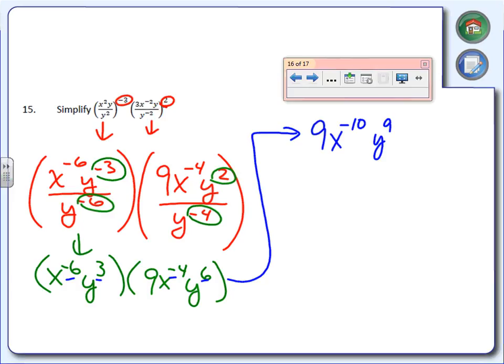However, can I have answers with negative exponents? No. So we're going to fix that real quick here. The 9 is okay. y to the 9th is okay. It's the x to the negative 10th that we have to fix. And that x to the negative 10th is coming down to the bottom so that we can have a positive exponent. So the final answer for number 15 should be 9y to the 9th over x to the 10th power. Okay?